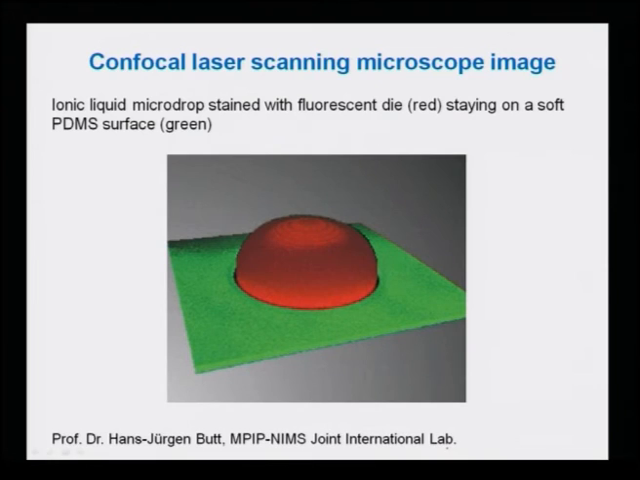To give you some idea how it can be used, these are all taken from different literature. This is again from Professor Dr. Hans Jürgen, from the MPIP, the Max Planck Institute, NIMS Joint International Lab. This is basically an ironing liquid microdrop stained with fluorescent dye, red color, staying on a soft PDMS surface, which is green color. You can clearly see the clarity of the image, and one can see the tapered nature of the liquid drop. That actually increases our capability to image even small liquid drops present on the surfaces of any material.